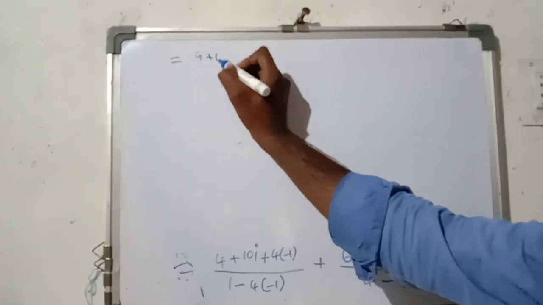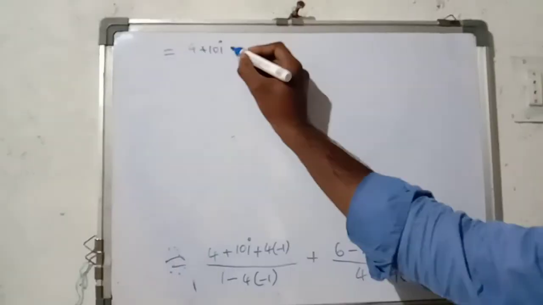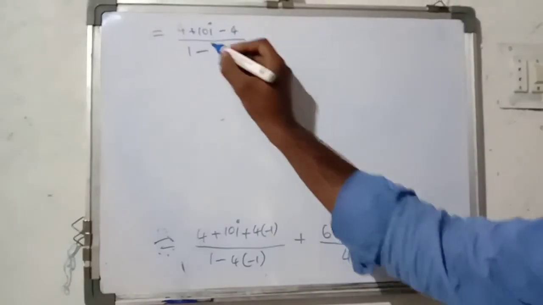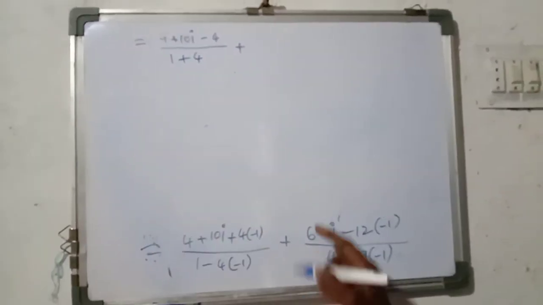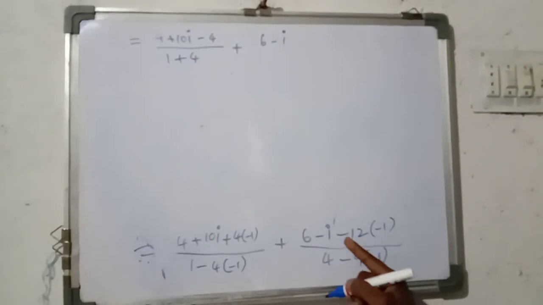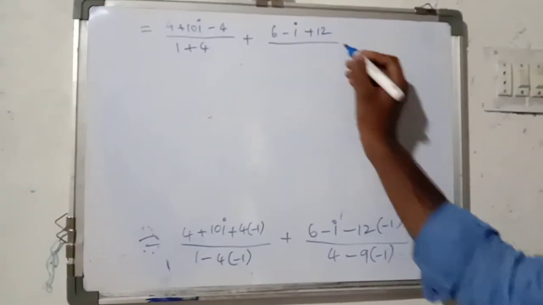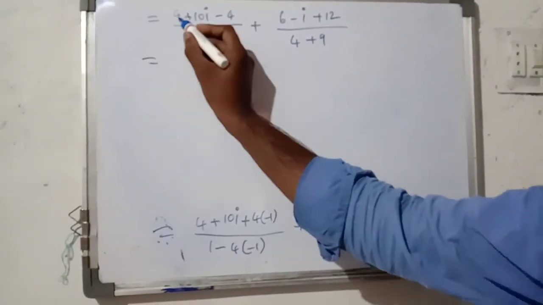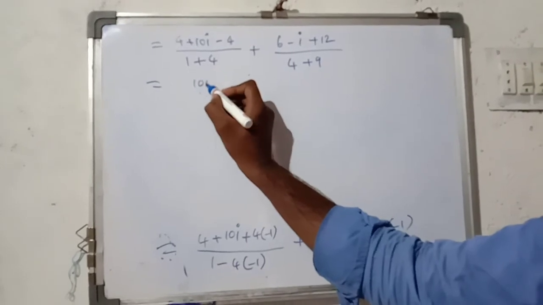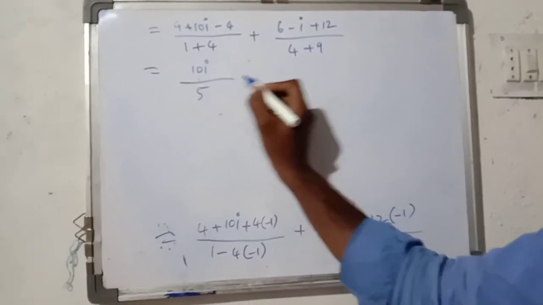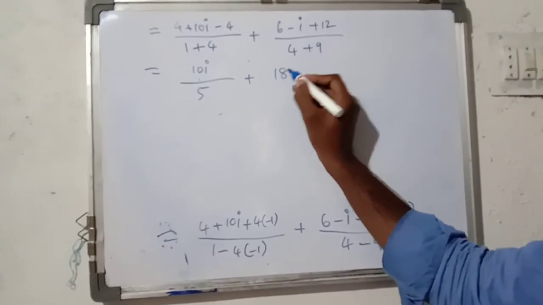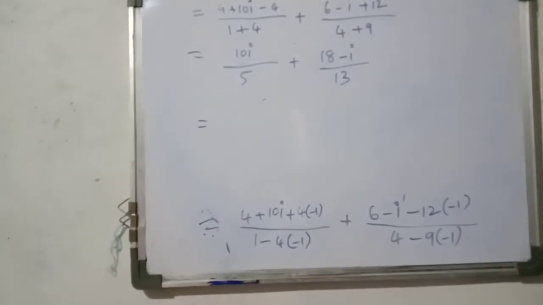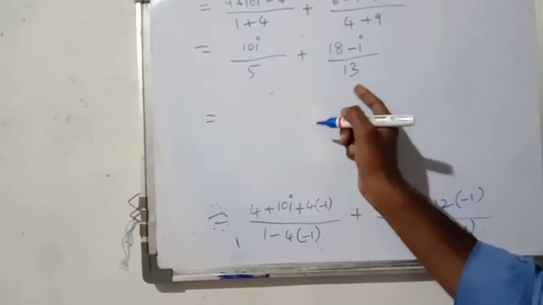Here 4 plus 10i. So 4 into minus 1 is minus 4 by, this is 1. So minus into minus plus, 4 plus 6 minus i, minus into minus plus 12, by 4 minus into minus plus 9. So this is equals to 4 minus 4 gets cancelled. It remains 10i by 1 plus 4 is 5, plus 6 plus 12 is 18 minus i by 4 plus 9 is 13. Okay.